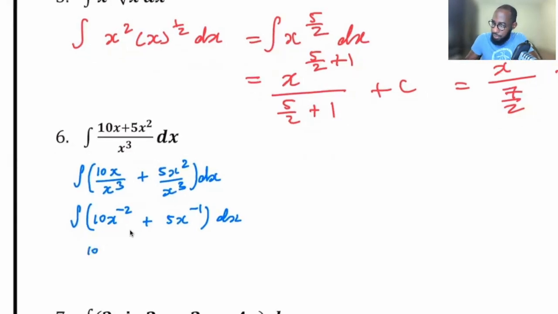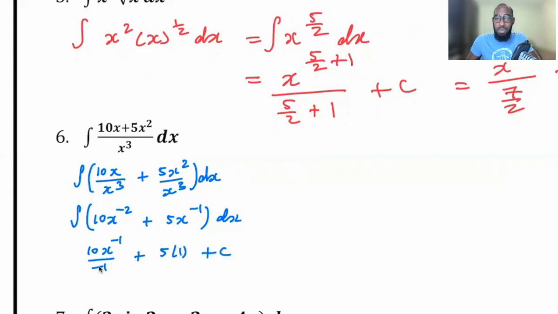So we have 10x to the negative 2 plus 1. Let's deal with it 1 time negative. 2 plus 1 is negative 1. Divided by negative 1 plus 5x to the negative 1 plus 1, that's 0. So any number raised to the power of 0 is 1. So 5x. I mean, you could put 1 to emphasize plus c.